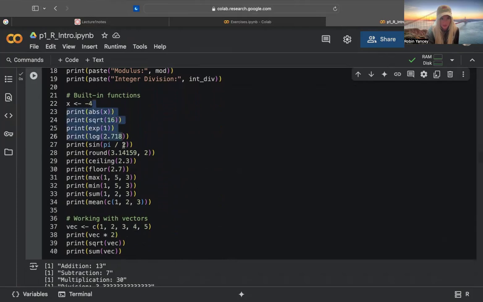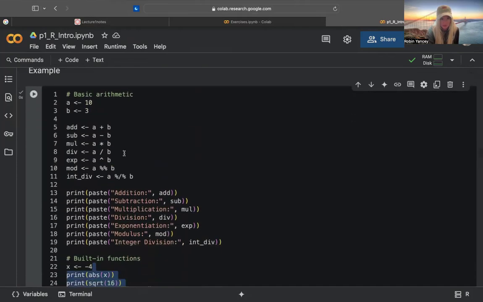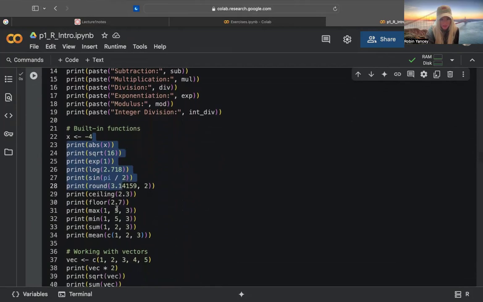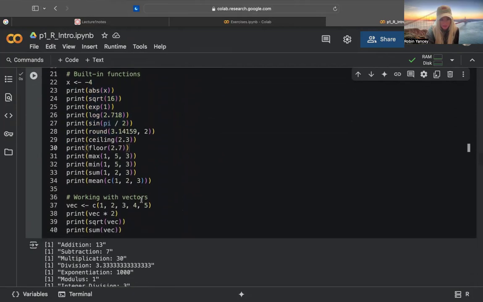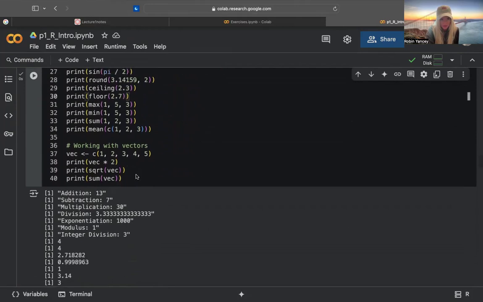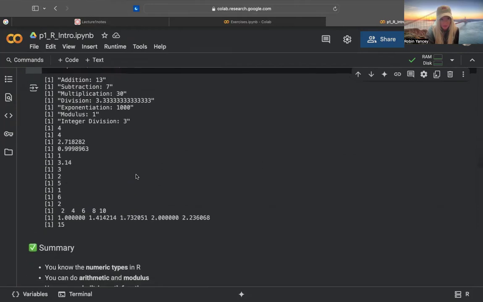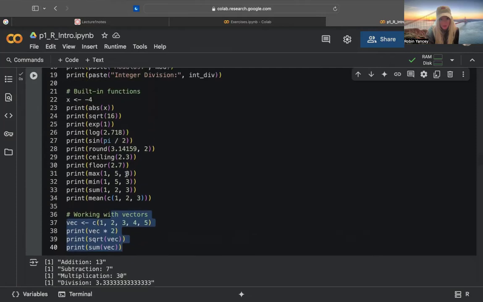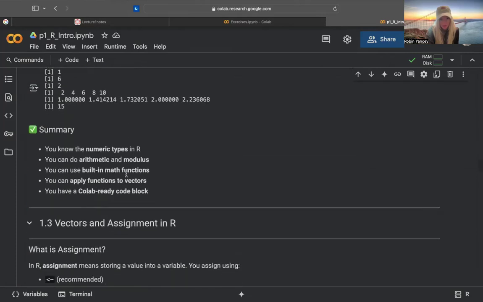Built-in functions. These are some more examples: rounding, ceiling, flooring. You can see, for example, working with vectors, this is what I was talking about before up there. So here we're actually running it. Sum 15, the square root.